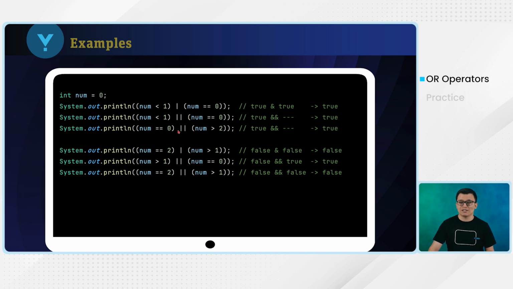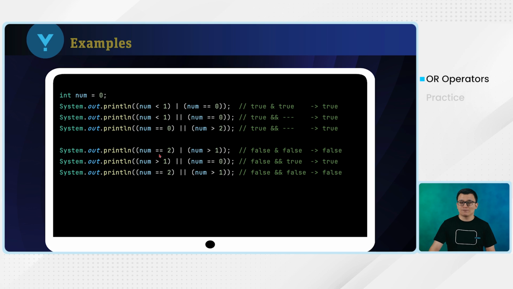And in the third statement here, num equal to 0 is also evaluated to true. Since the first one is true and I'm using the logical OR operator, the final result will be true and it's not going to evaluate the second expression. If I was using the bitwise OR operator, even though the final result is going to be true, it would still need to evaluate the second expression. Okay? So the logical OR operator operates faster than the bitwise OR operator, since it supports short circuit evaluation.